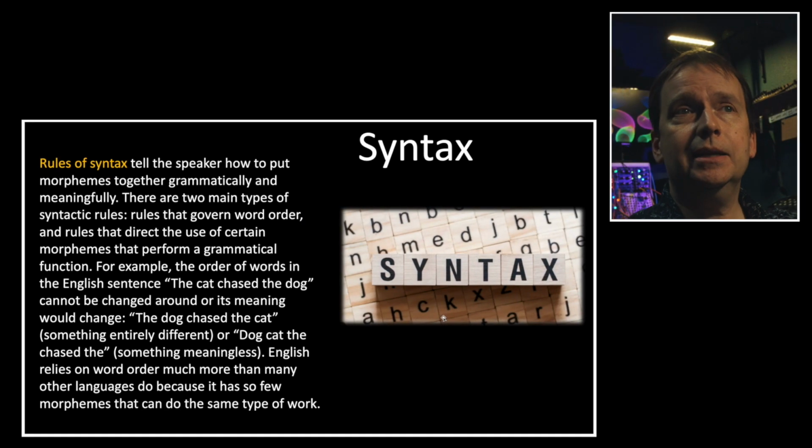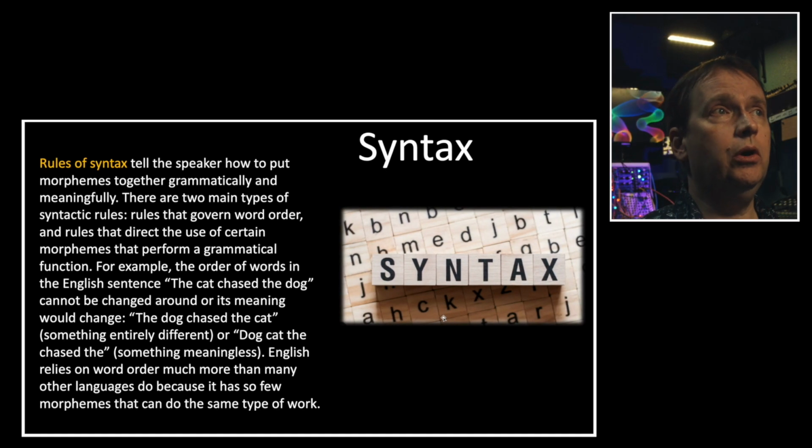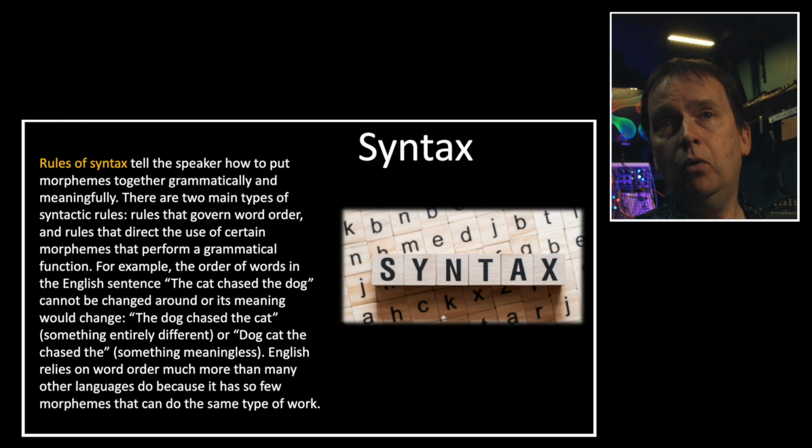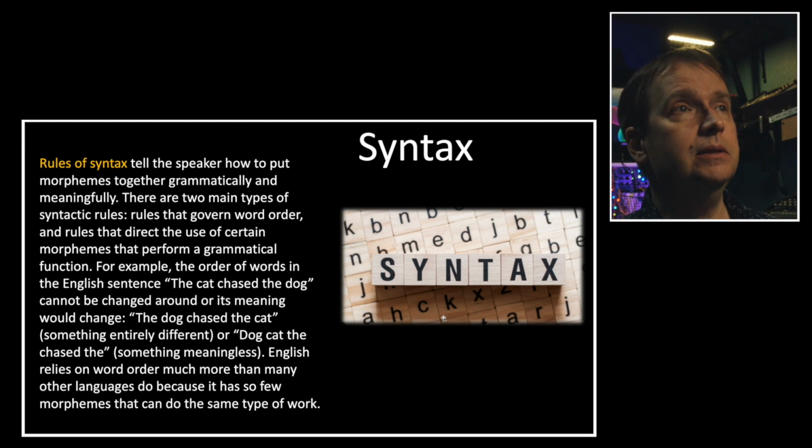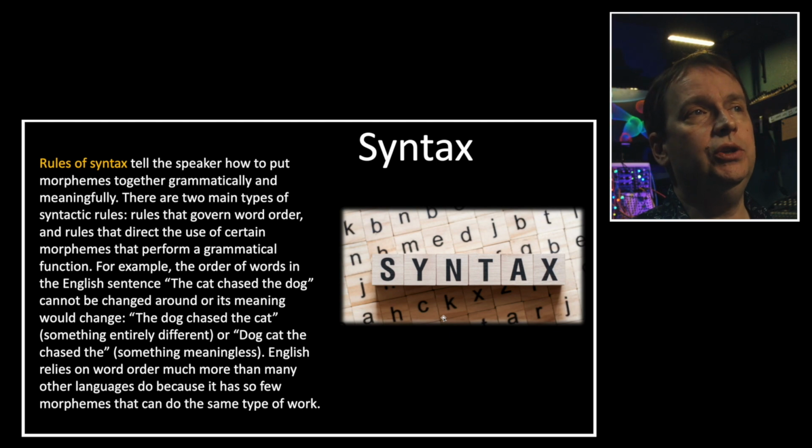We can also talk about what we call syntax, and syntax is the way that we take morphemes, those units of meaning, and meaningfully and grammatically tie them together. There are two main types of syntactic rules: rules that govern word order and rules that direct the use of certain morphemes that perform a grammatical function. For example, the order of words in the English sentence, "The cat chased the dog," cannot be changed around or its meaning would change: "The dog chased the cat." So we know that the word order very often matters for the meaning.